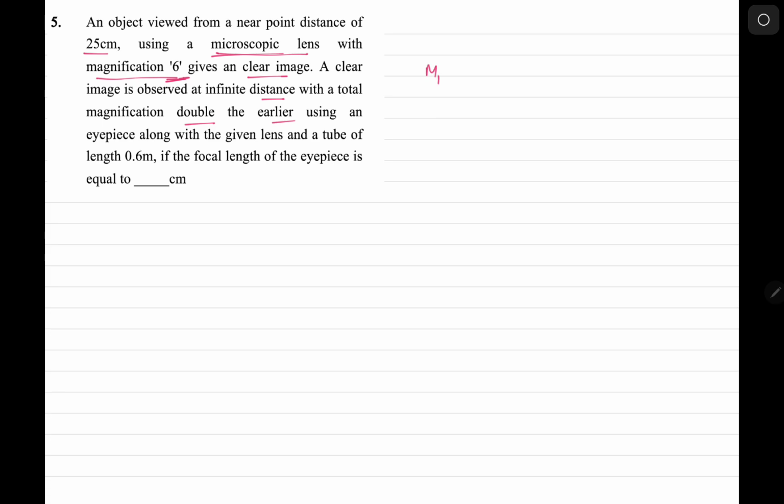So when we are getting a clear image at the least distance of vision, MD is equal to 1 plus D by F. So 1 plus D by F is equal to 6, so D by F is equal to 5. D is 25, so F is equal to 5 centimeter. This lens will be the objective lens, because it is near to the object. Now the next line: a clear image is observed at infinite distance. The final image is at infinity with a total magnification double the earlier, meaning 12.